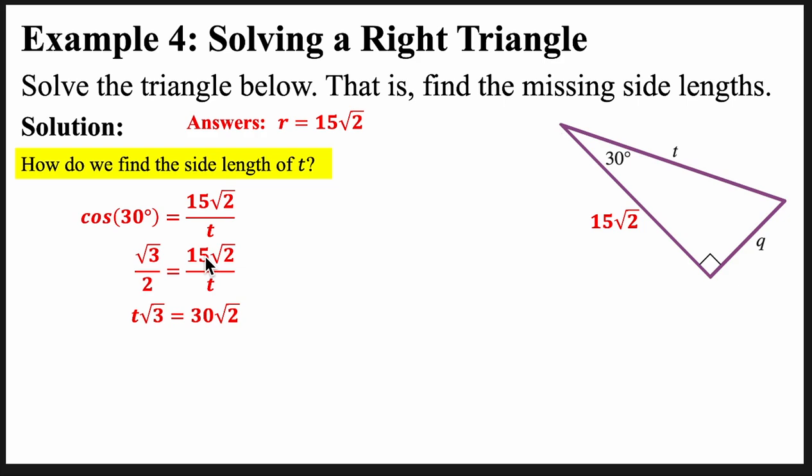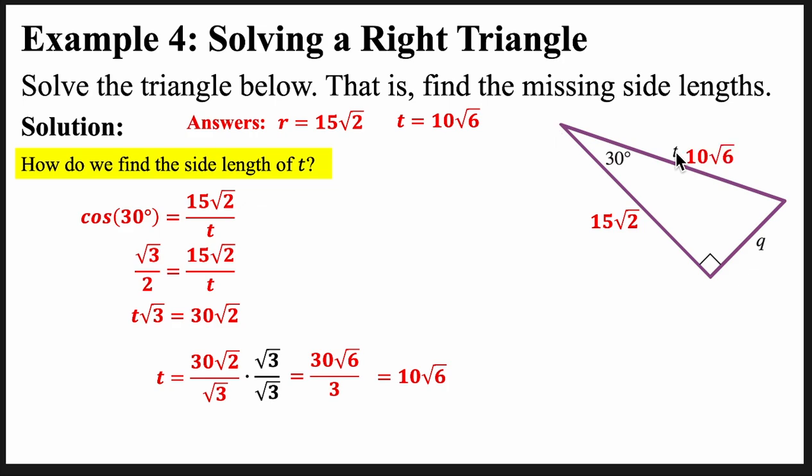Divide both sides by root 3 to get t by itself. Now, to get rid of this radical, multiply top and bottom by the square root of 3, which simplifies into... root 3 times root 3 is 9. The square root of 9 is 3. So the bottom becomes 3. Up top here, square root of 2 times the square root of 3 is the square root of 6 because 3 times 2 is 6. The 30 stays as 30. 30 divided by 3 is 10, so you get 10 root 6 for the side length of t.